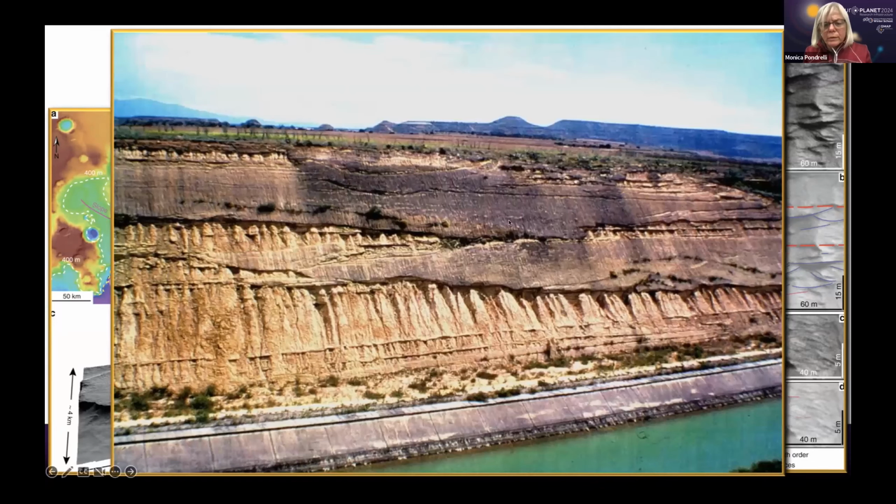For example, this is a similar example from Earth. This is stacking channels, superposed channels.